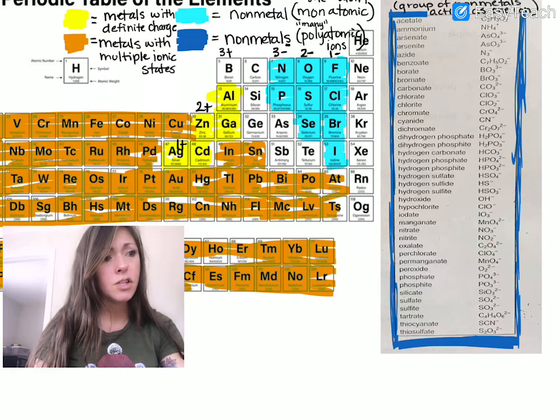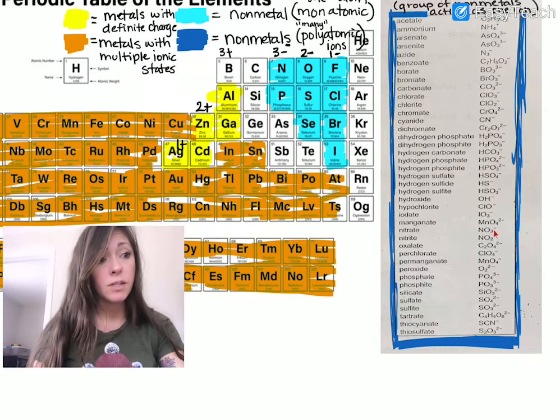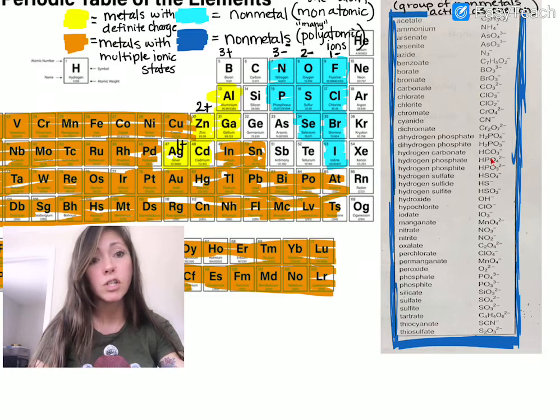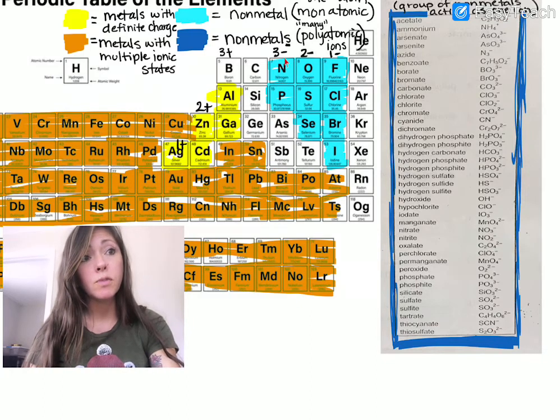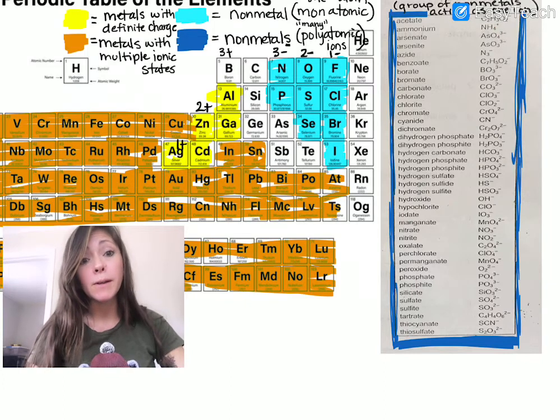Any of these that you don't see an actual number before the charge, it's understood to be 1. So right here, this is nitrate, which is 1 negative, and then nitrite, which is 1 negative also. These charges are important because they are what we are going to be using, just like we do with the nonmetals, the 3 negative, 2 negative, 1 negative, to write formulas and chemical names. Now, there's only one polyatomic ion that's positively charged, and that's ammonium.